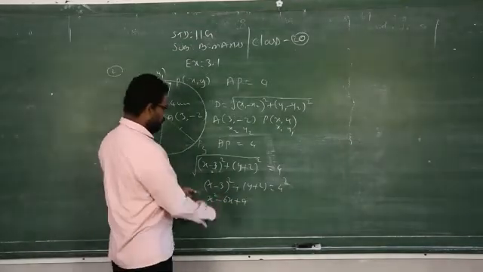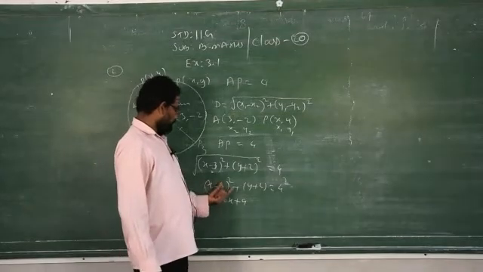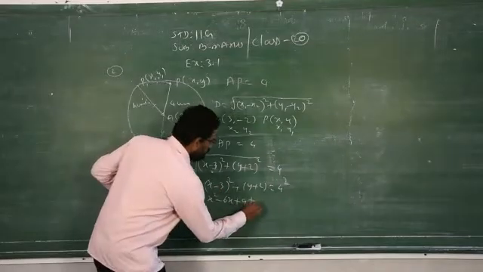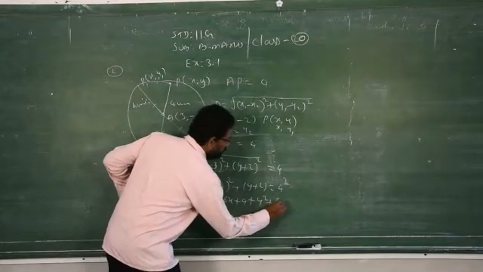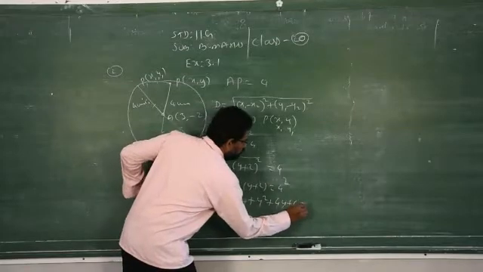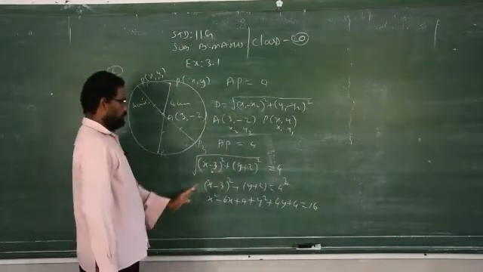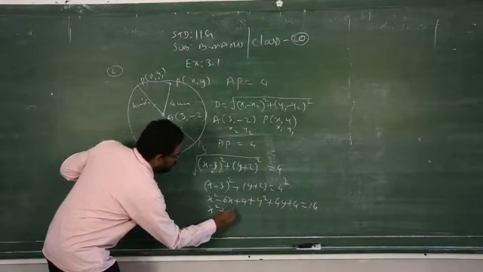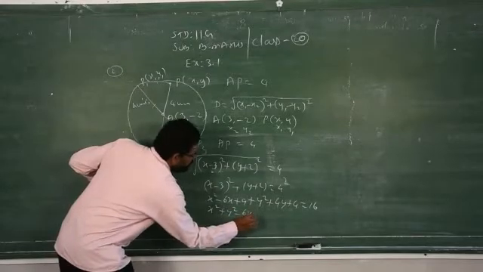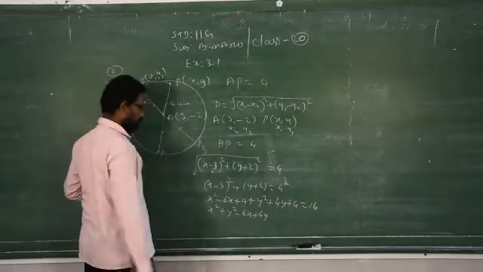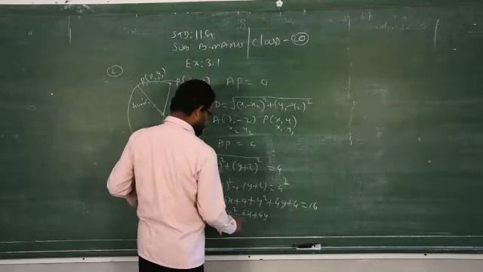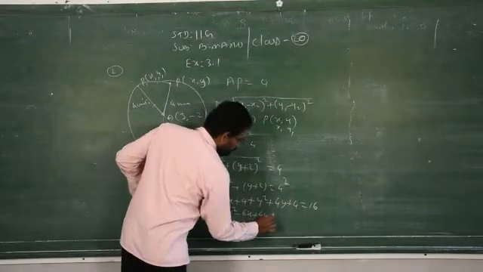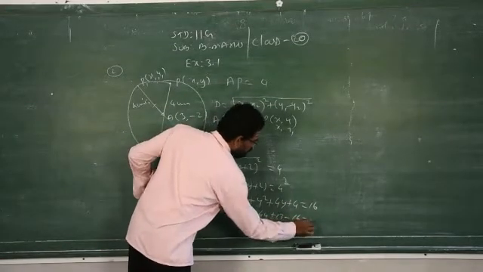Now you can apply a minus b the whole square, a square minus 2ab plus b square, that is 9. You know very well how to expand by using the a minus b the whole square formula. A square minus 2ab plus b square. Similarly that side, a square plus 2ab plus b square is equal to 16. Just transfer the right side constant to the left side. Arrange in order: x square plus y square minus 6x plus 4y plus, that is plus 9 plus 4, you will get plus 13, plus 13 minus 16 is equal to 0.